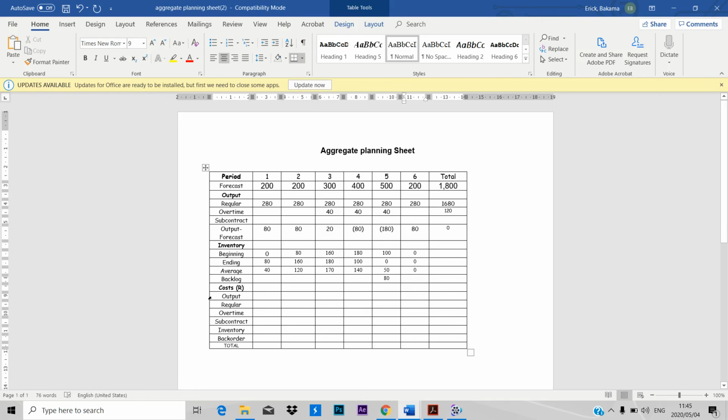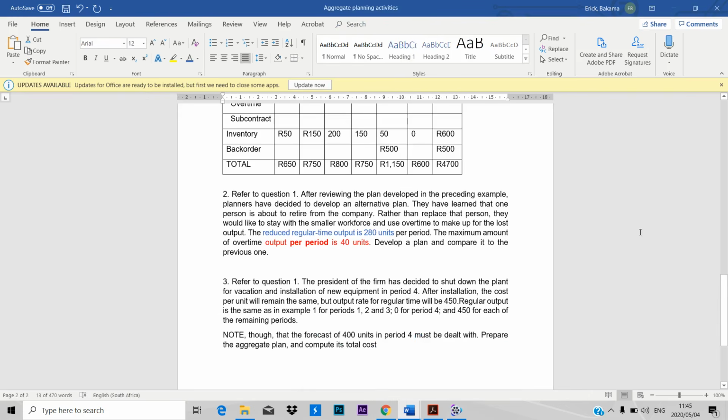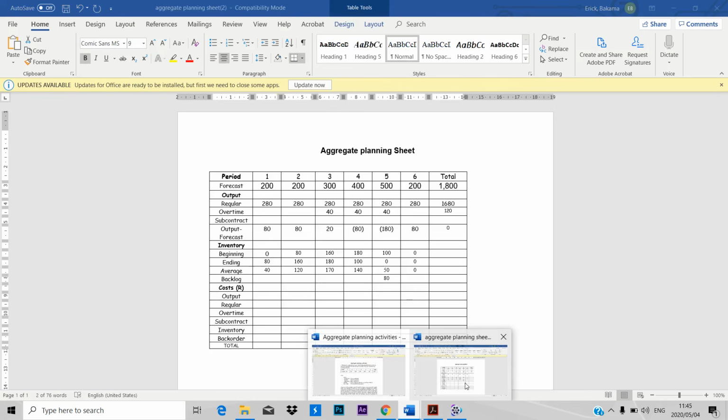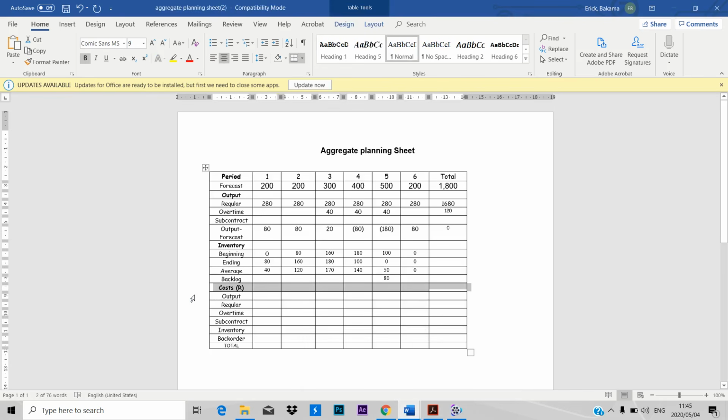Now, we are done with everything that is related to the number of units. Now we need to calculate the cost. As far as the costs are concerned, we take the information in the previous example. The previous example says that for every regular time, we need to give them a cost of 2 rand. Then we look at our cost here. We have the output where we leave this cell empty. We start with the regular.